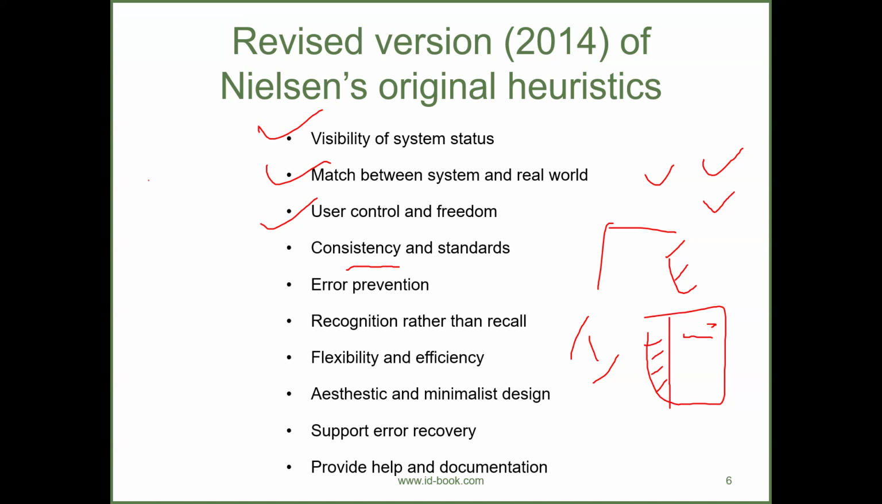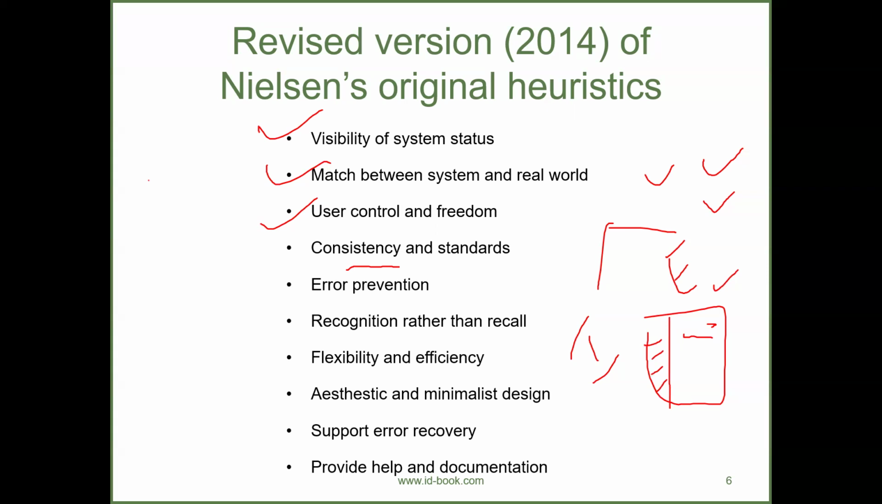So this is called external consistency, wherein all the digital products, for a specific reason, are using the same way to do the same task. For example, all the shopping websites, as I told you, have the shopping cart symbol on the right upper corner of the website. This is an example of external consistency.